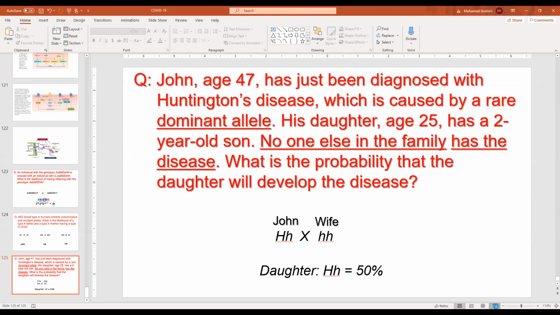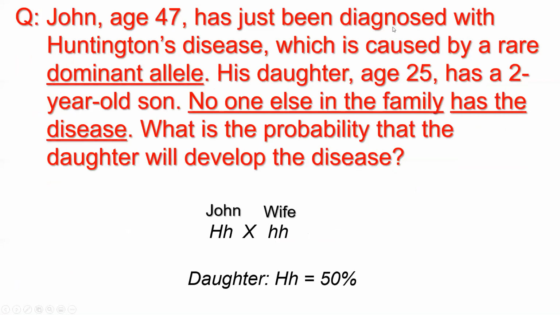John is 47, and has just been diagnosed with this disorder here, Huntington disease. When you have this kind of question, you need to read very clearly and try to get as much information as you can. So first of all, this is a disease which is rare and caused by a dominant allele. You know what a dominant allele is? A dominant allele means that one allele is enough to show up the trait. Okay, now it says his daughter, who is 25 years old, and her son, who is 2 years old.